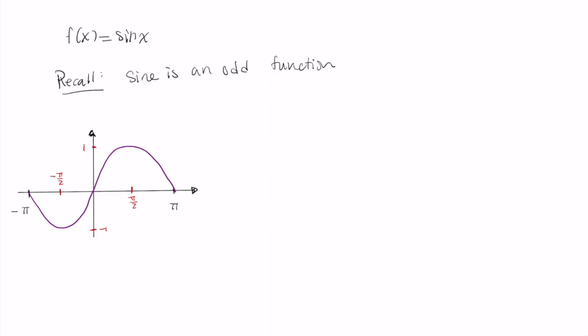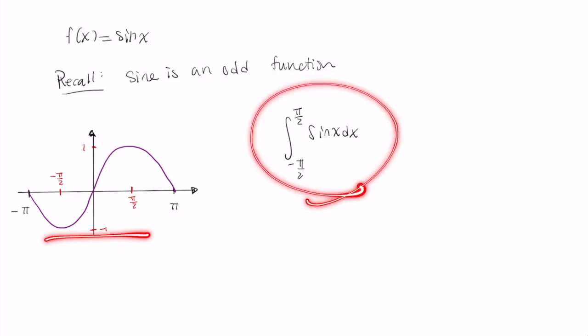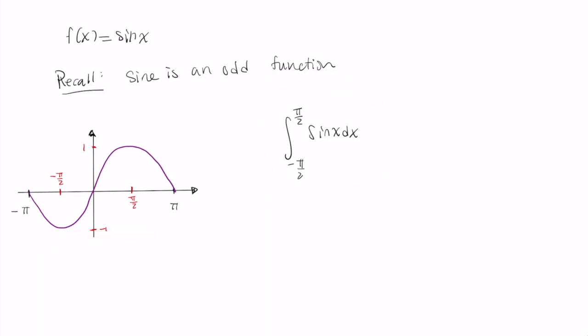Okay, so now let's go ahead and use this graph from negative pi over 2 to pi over 2 of sine x. Let's use this graph we have here to integrate this. And remember, an integral represents the area under a curve. Moreover, it represents the signed area under a curve. So if an integral is positive, that tells you there's more area on the top. If it's negative, that tells you there's more area on the bottom.